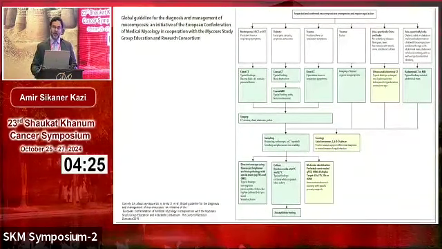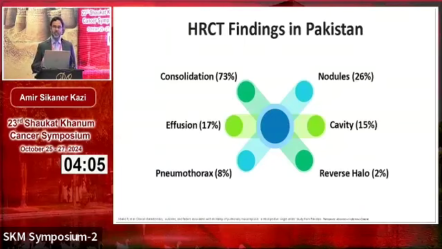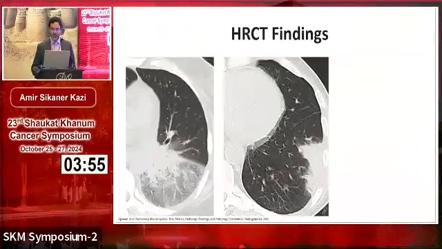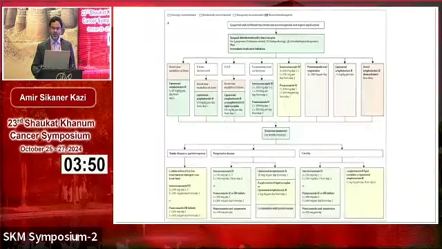But the issue even now in the West is with how to validate PCR results and MALDI-TOF. CT findings in Pakistan from our own studies show consolidation, nodules, effusion, cavities, and pneumothorax. Reverse halo we talk about a lot, but we see it less commonly. Most commonly, it's consolidation and nodules. So consolidation with surrounding ground glass over here, nodular opacities like this. And that's a reverse halo sign with a solid rim and some internal ground glass.